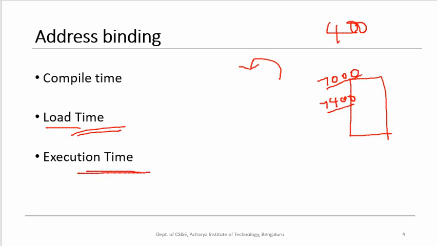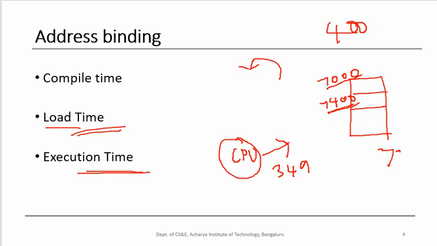And at the execution time, what happens? You have the CPU generating the addresses. Now what the CPU generates is not the physical address of the memory location. It generates what is known as a logical address or virtual address. For example, the actual address of the memory location, or the physical address, is let us say 7349. So what the CPU generates is this 349. That's nothing but the logical address.